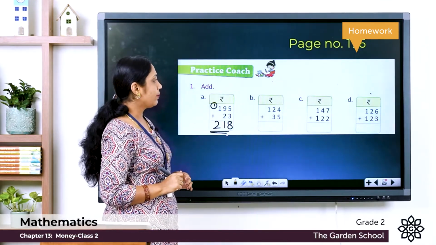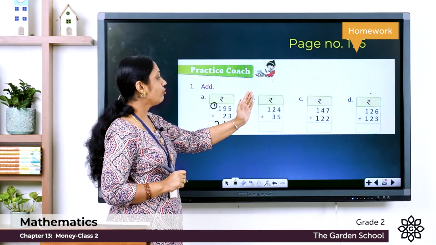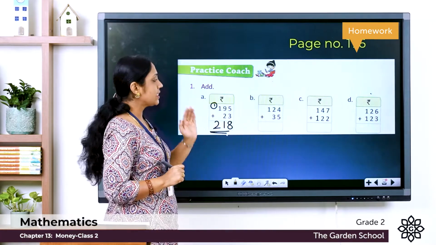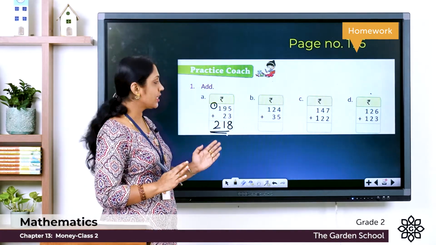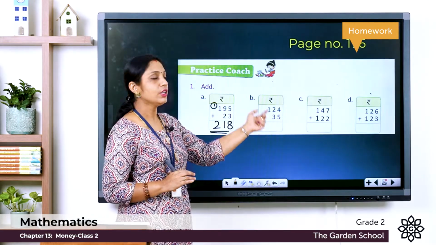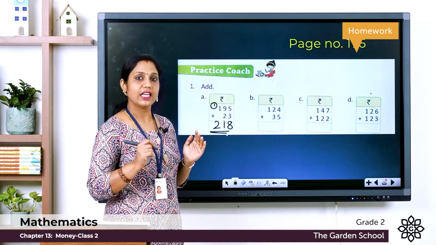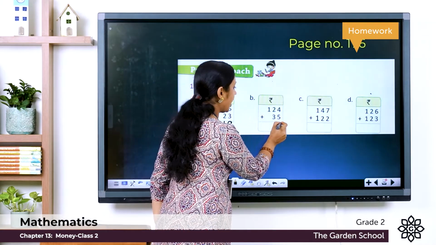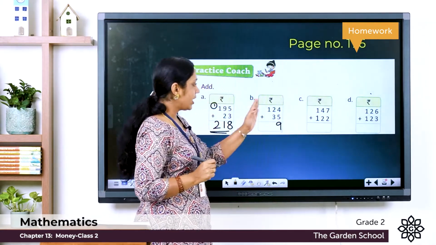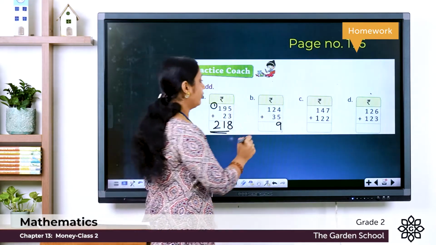Let's see another example. Let's do question number B. Here you have 124 plus 35. Here also you can see we have to add a 3-digit number with a 2-digit number. So in the ones place we have 4 plus 5. So how much is 4 plus 5? It is 9. So let's write 9 here. Now in the tens place we have 2 plus 3. So 2 plus 3 is 5.